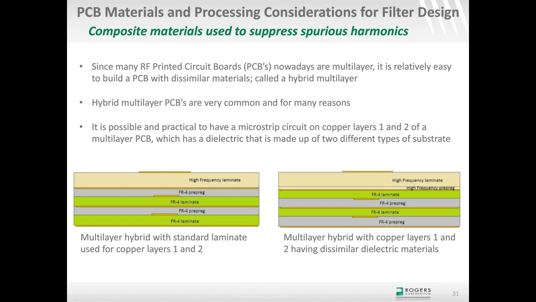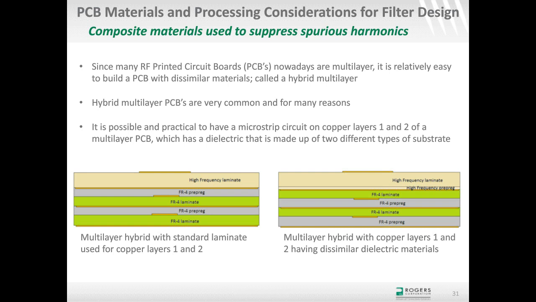One will be a high-frequency laminate, and the other will be a high-frequency prepreg, and they will have 2 different dielectric constants and different properties to make that composite material. But the multi-layer structure itself is pretty easy to make, whether it's a composite microstrip or a standard microstrip, standard being on the left, composite microstrip being on the right.